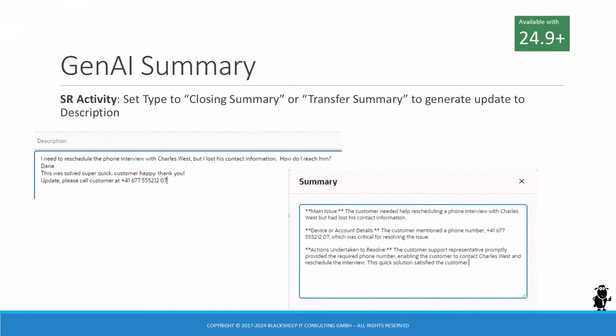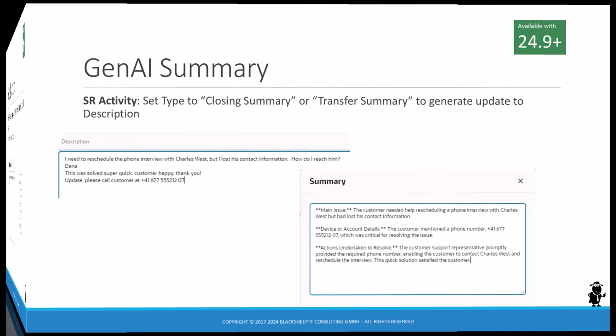The infamous ability of generative AI to generate text is used with the use cases on service request activities. After setting the activity type to closure summary or transfer summary, the description of the activity will be sent to the LLM. The summary of the input is returned and displayed in a pop-up applet. Users can now review the summary and choose to simply close the pop-up or save the summary back to the activity as a new description.